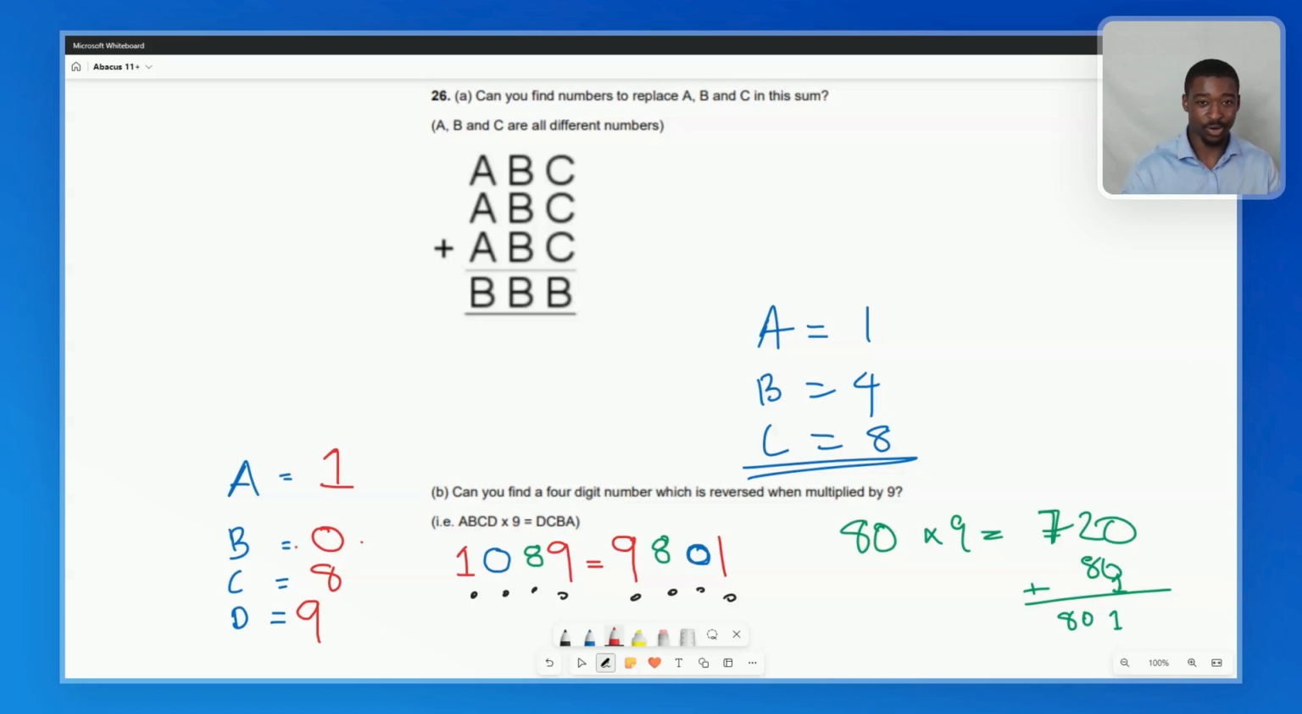If you got this question correct, put it down in the comments. I want to congratulate you because this is definitely a challenging question, but that's how we work it out.